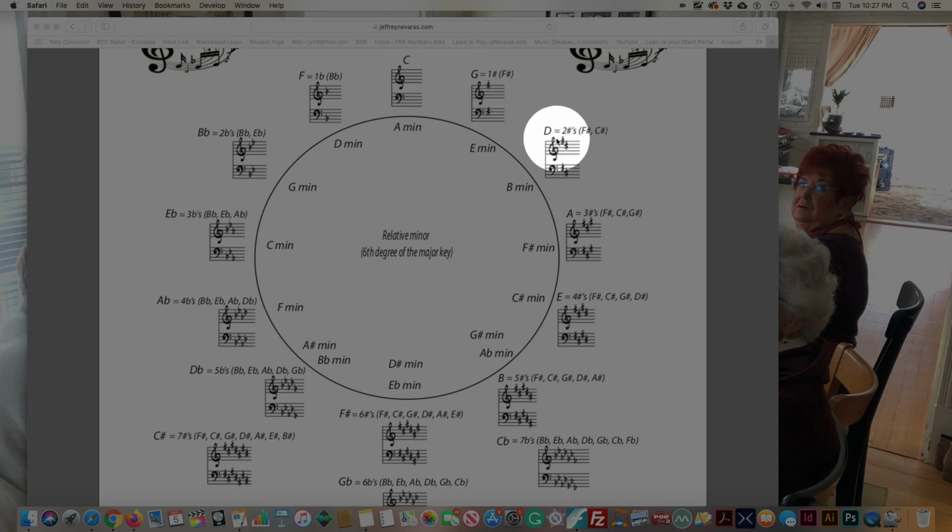1 sharp. 2 o'clock, 2 sharps, 3 o'clock, 3 sharps, 4 o'clock, 4 sharps, 5 o'clock, 5 sharps, 6 o'clock, 6 sharps. The key of C flat has 7 flats. The key of C sharp has 7 sharps. The key of C has no sharps.